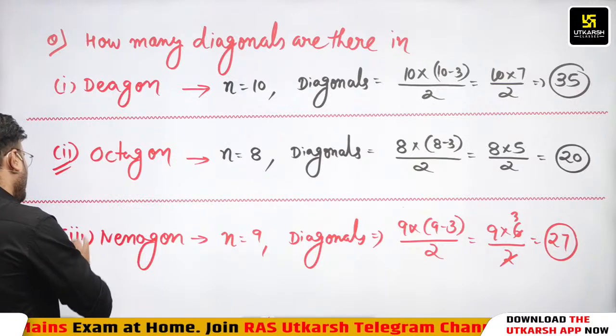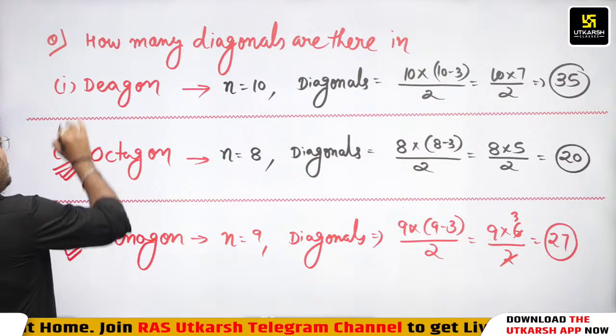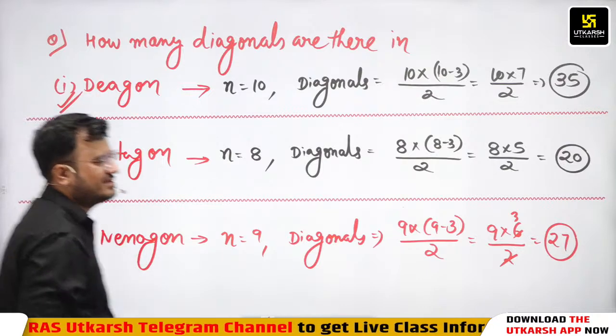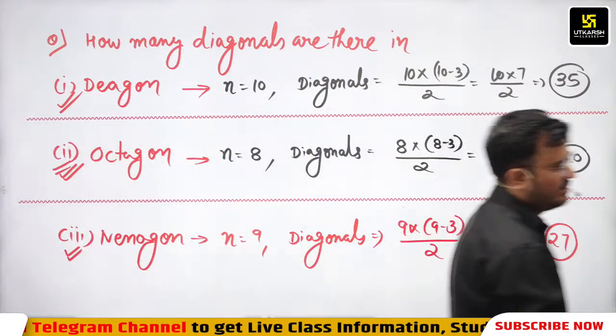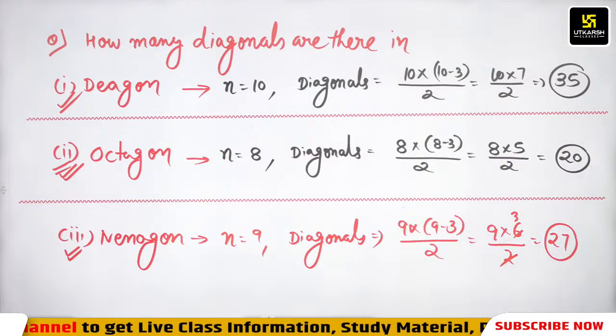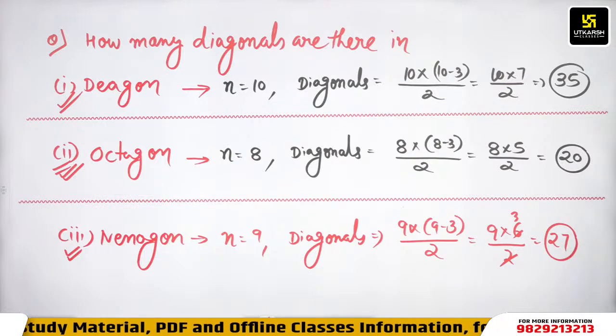Now you got an idea how to count the number of diagonals in any type of polygon. Just remember the formula n into n minus 3 by 2. Here n is the number of sides. Understood?